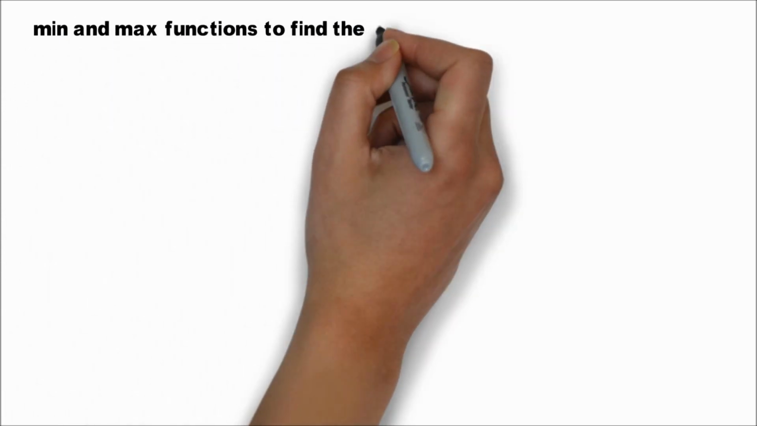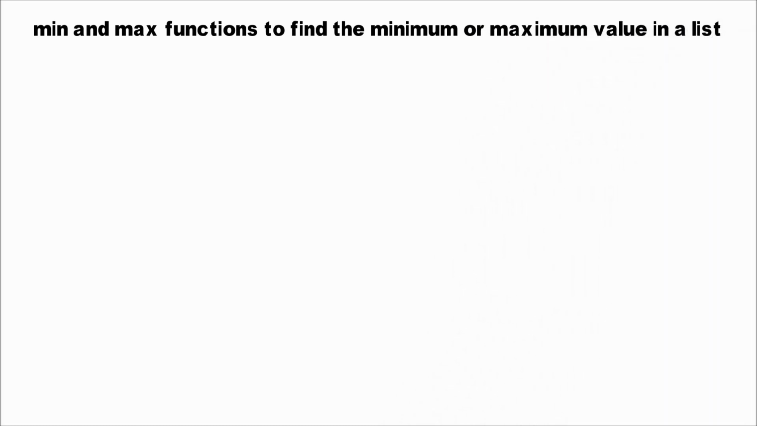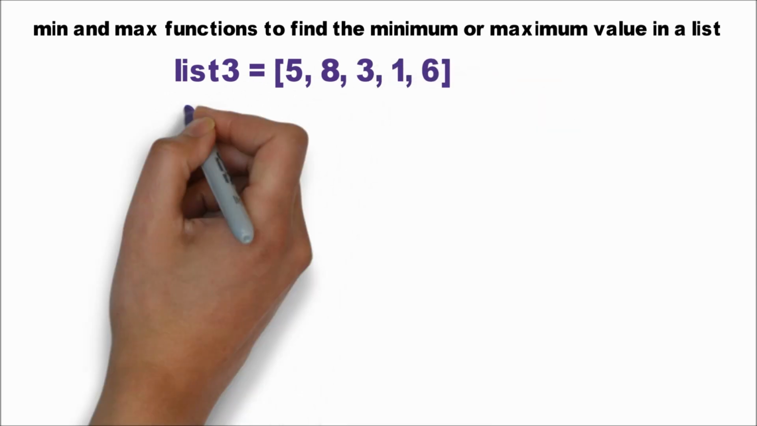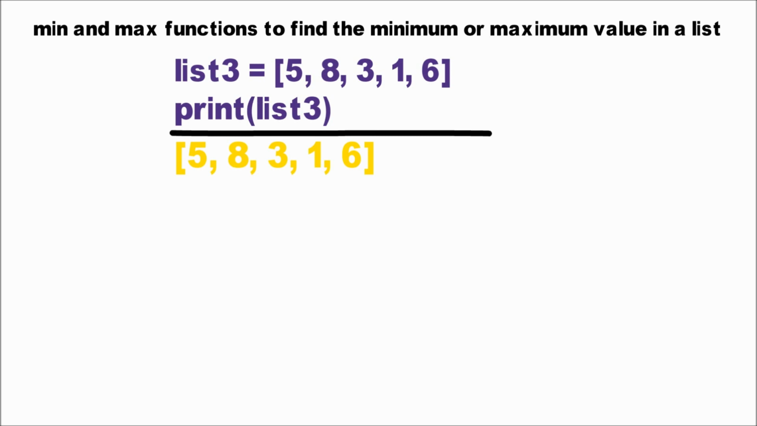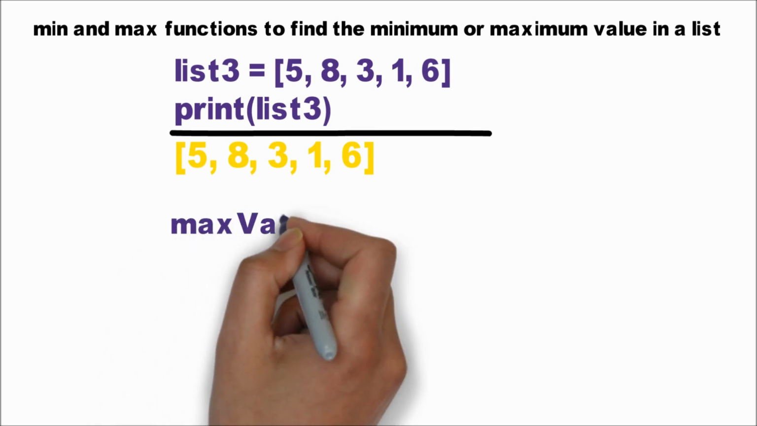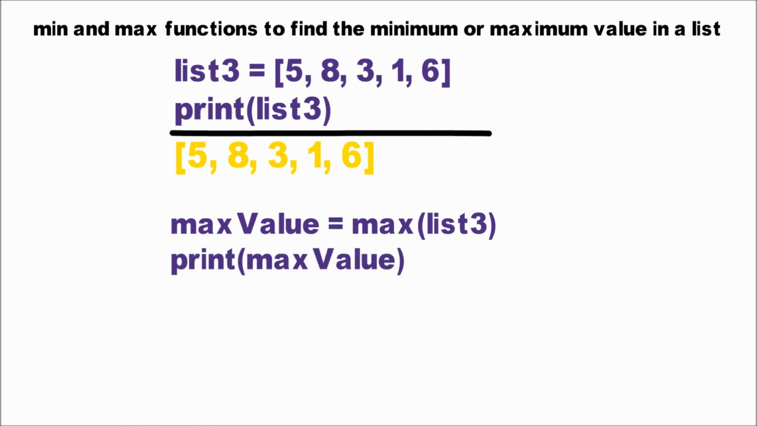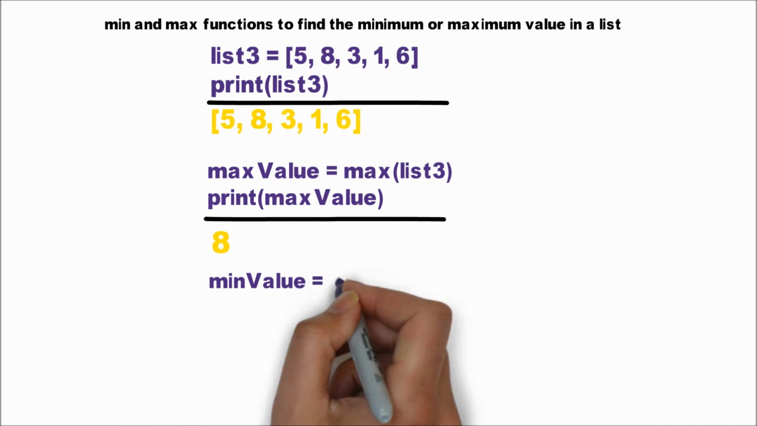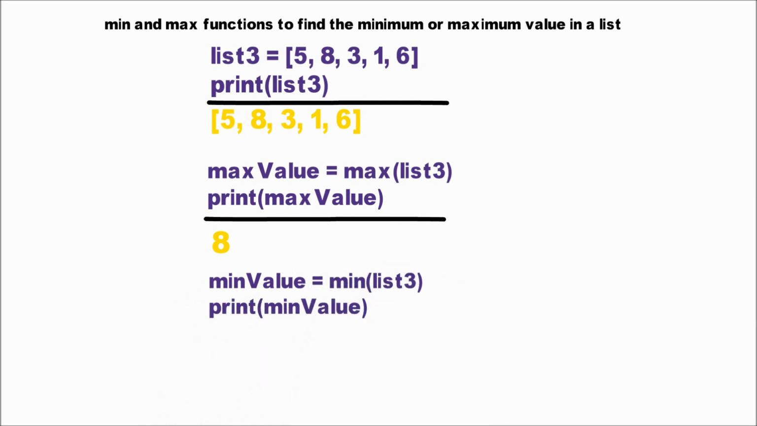Next, let's see the min and max functions to find the minimum or maximum value in a list. Let's create a list3 equal to 5, 8, 3, 1 and 6. To find the largest number in this list, we can write max_value equal to max of list3. So we can see that the maximum value is 8 in our list. Similarly, to find the minimum value, min_value equal to min of list3, and the minimum value is 1.